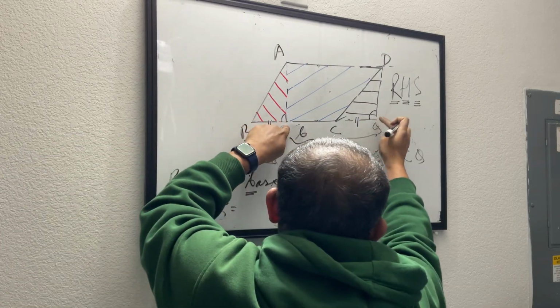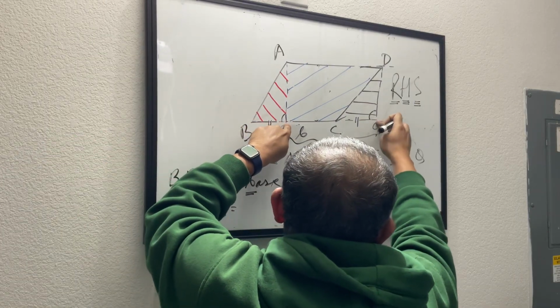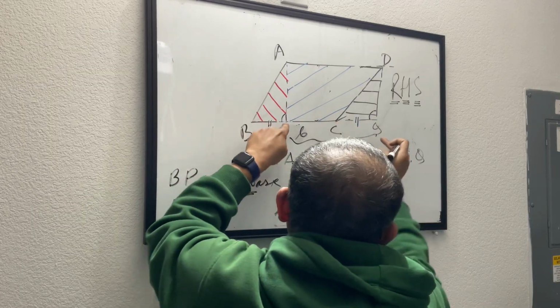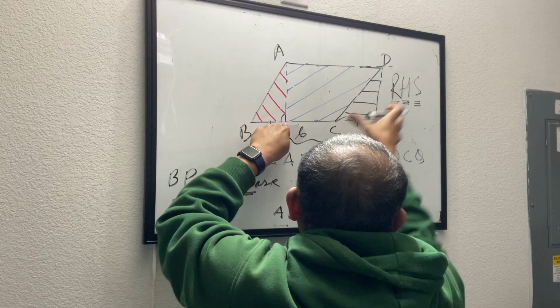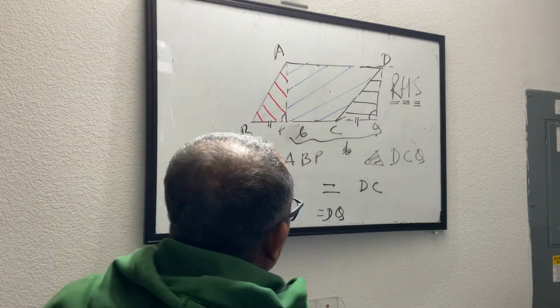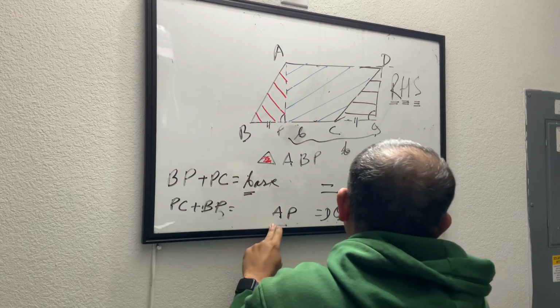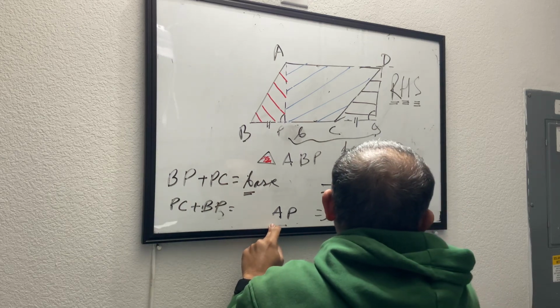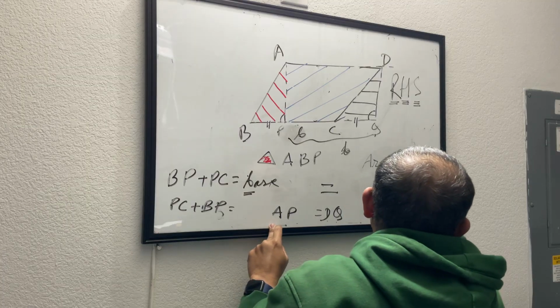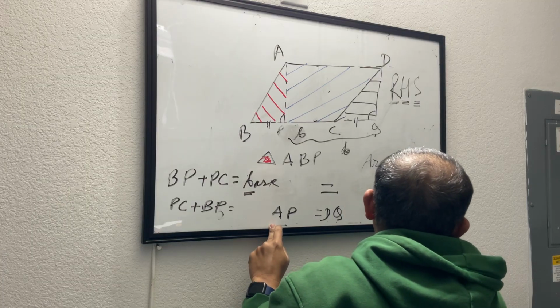So the length of this rectangle is nothing but B, the base, equal to the base of the parallelogram. So base times this, length times width. My width is nothing but the height of the parallelogram. So the area of a parallelogram became base times height.